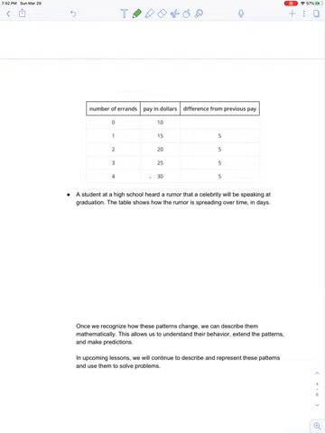Okay, so once we recognize the pattern, we can describe them mathematically. This allows us to understand the behavior, extend the patterns, and make predictions.